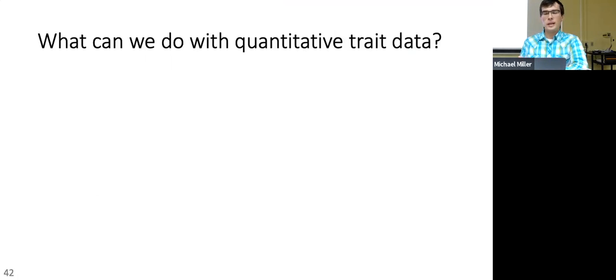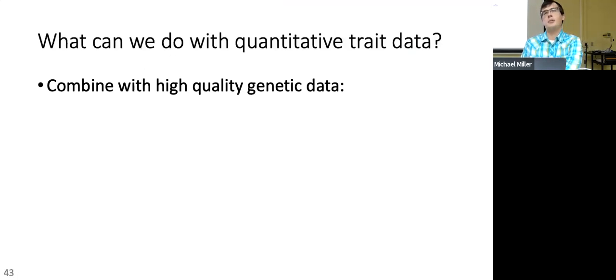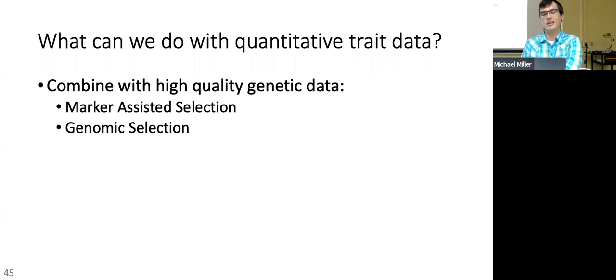So we have this quantitative trait data now, but what are we going to do with it? We're combining it with high quality genetic data to use in marker assisted selection and genomic selection. I'm most focused on genomic selection, but I will start with a little bit of an explanation of marker assisted selection, just because I think it will be a little easier to understand genomic selection with an idea of how marker assisted selection works.